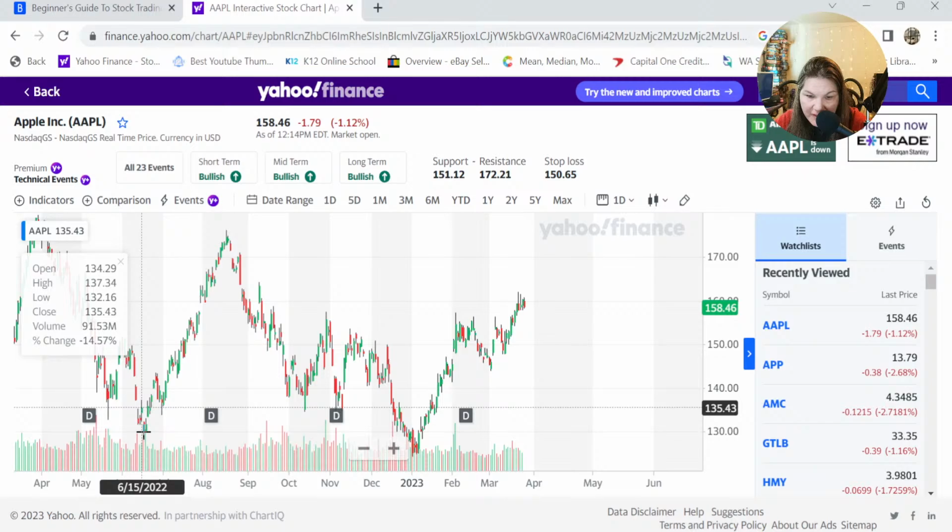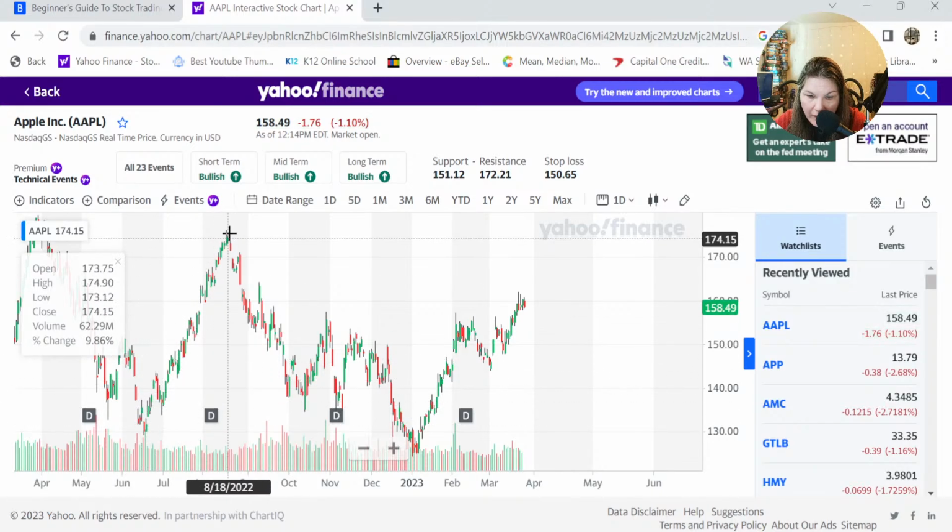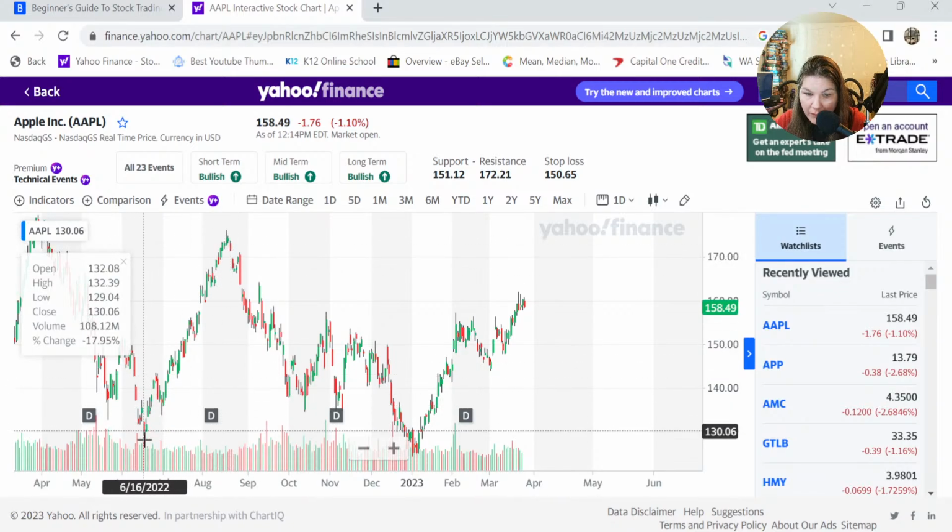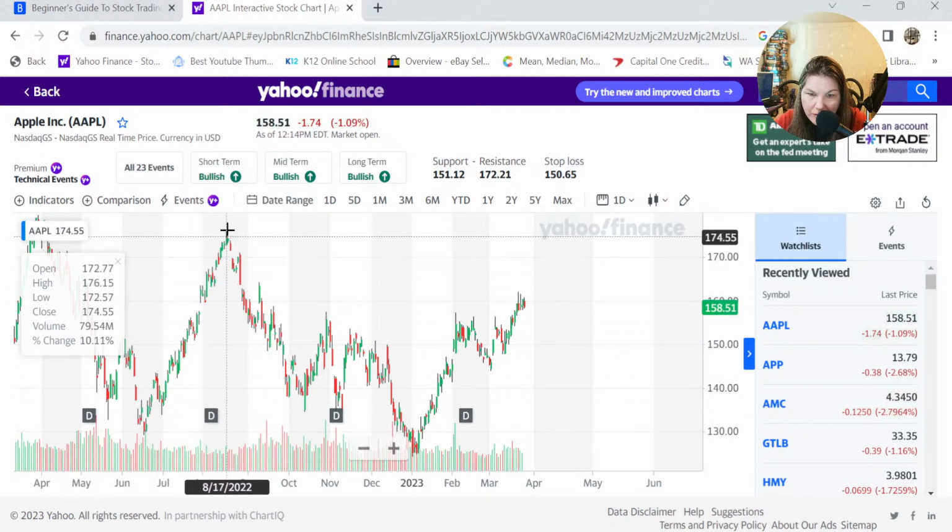This was on 6/15. And by 8/18, 2 months later, it had gone up how much? Look, if you bought it here, 6/14/22 at $130, you could have got it way down here at $130. And then 2 months later, at 8/16, almost exactly 2 months later, it was at $174. You'd have gained $40. In 2 months, each share would have gained $40.